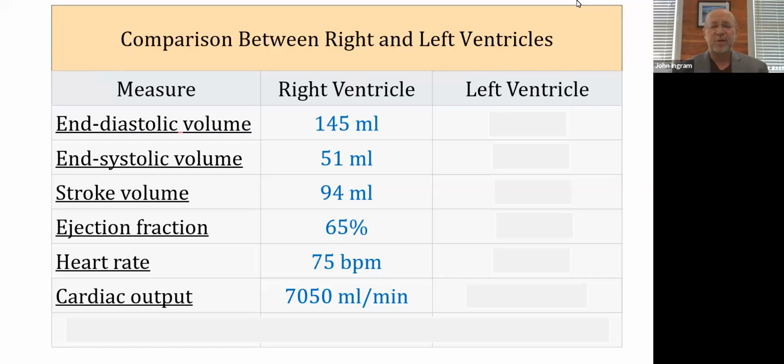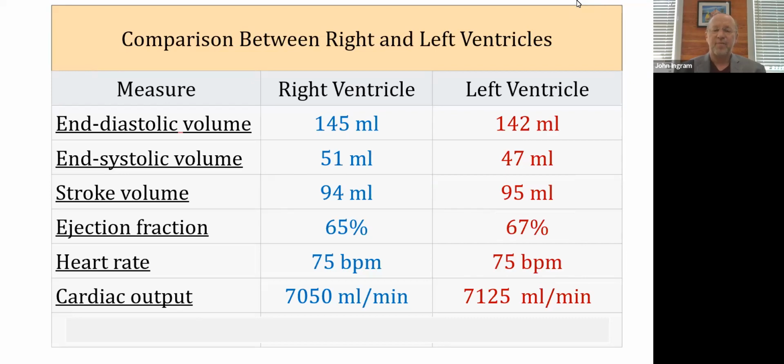If we take the average 75 kilogram male, your average person, and look at what is happening in the right ventricle volume-wise, typically an average end diastolic volume of the right ventricle might be about 145 cc's, the end systolic volume 51 cc's, and the stroke volume about 94 milliliters. This gives an ejection fraction of 65% in the right ventricle. If you take a heart rate of 75 beats per minute, this means the cardiac output of the right ventricle would be 7,050 cc's per minute, or 7.05 liters a minute.